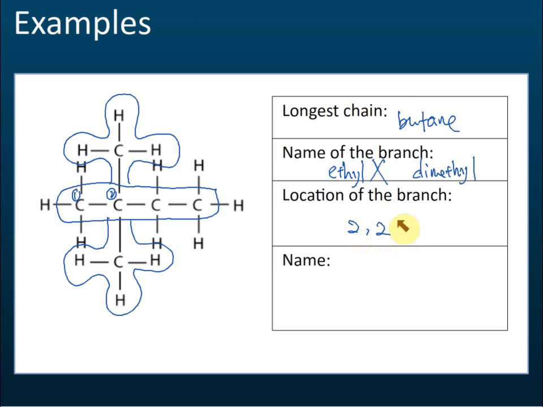Okay, so after we have the locations, the name of the branch and the name of the longest chain, then we can give the IUPAC name. Okay, so what's the IUPAC name? 2, 2 dash dimethyl butane. Okay, so 2, 2 dimethyl butane.